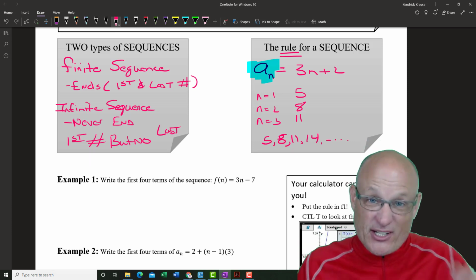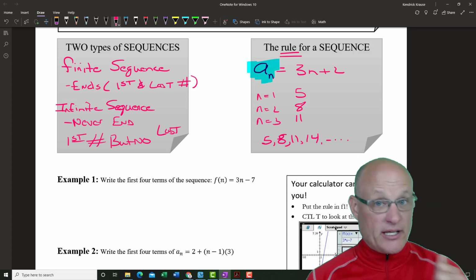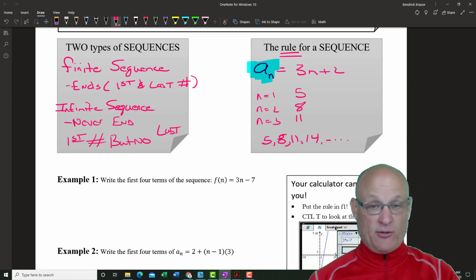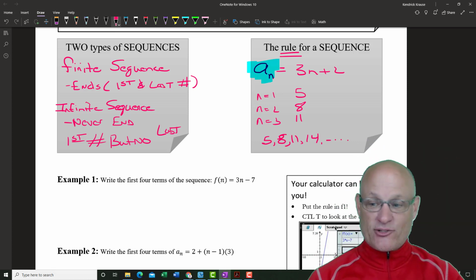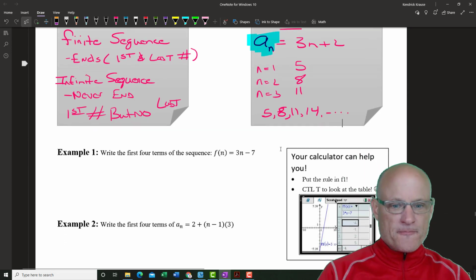8, 11, 14, and so on. But it's not every single little tiny number in between. You plug in n equals 1, that's the first term in the sequence. You plug in n equals 2, that's the second term in the sequence, and so on and so forth.